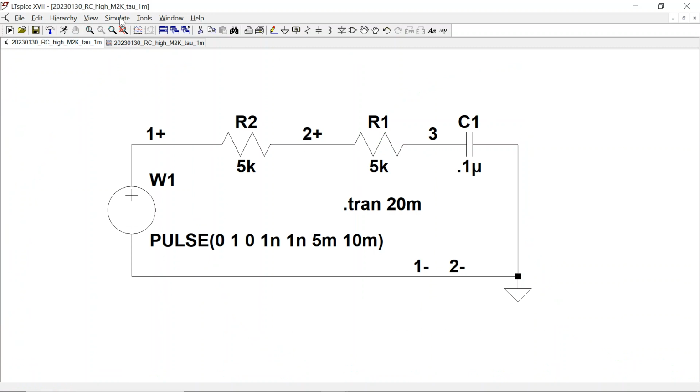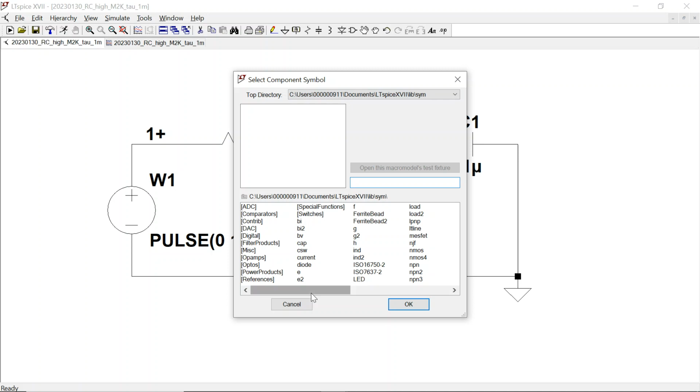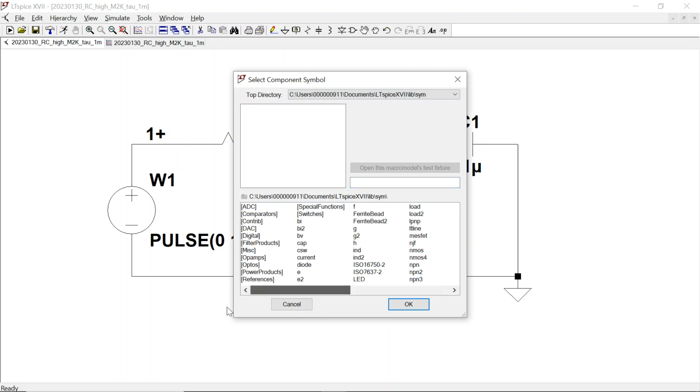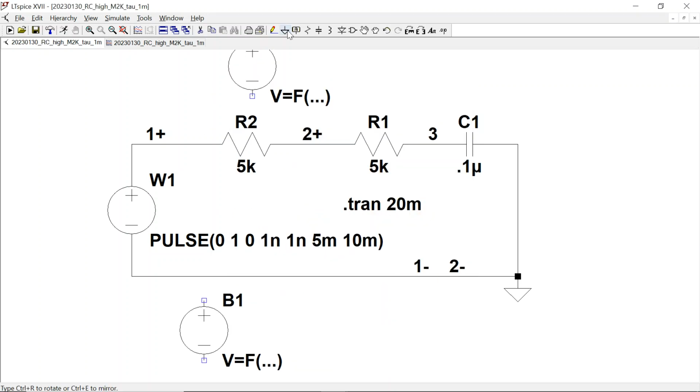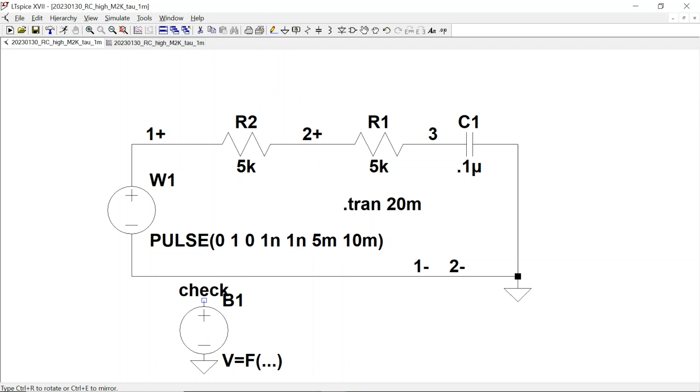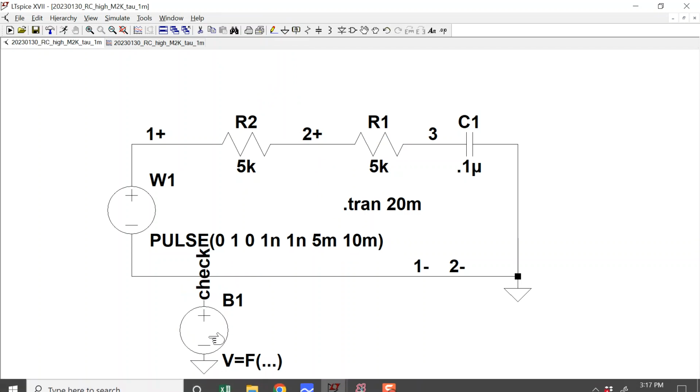Now we're somewhat going off script here. I haven't practiced it, but I can add a behavioral source, call it check, and I can check the first part. It'll be a little bit harder to check the decay.